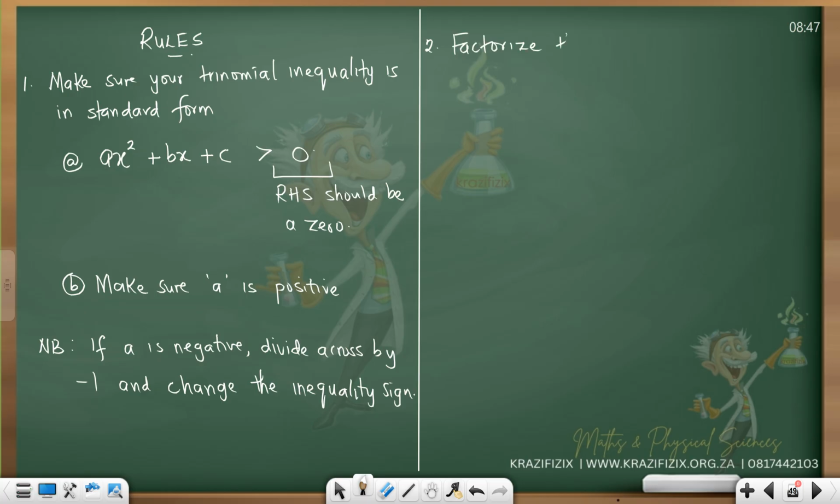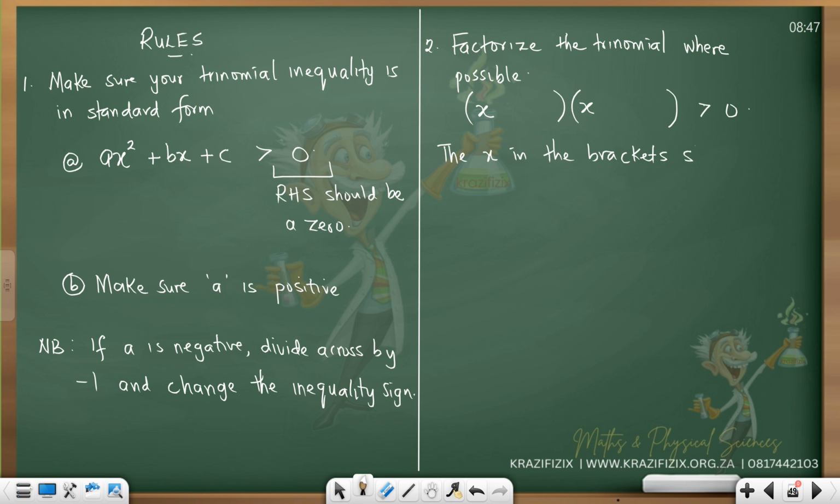factorize the trinomial where possible. And the idea here is that the x in the brackets should be positive. This is very, very important.